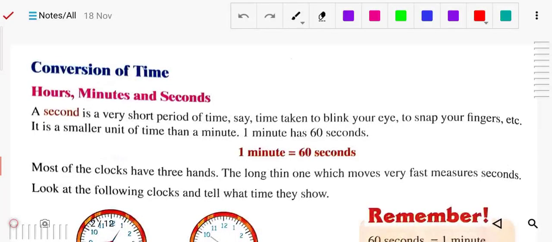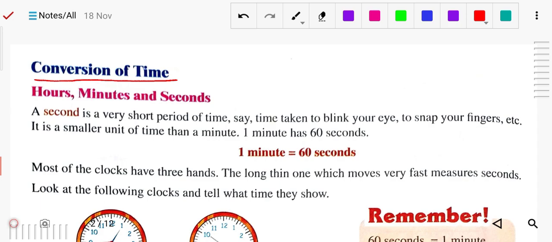Good morning, students. Today we will solve exercise 14b, page number 221. So here we will study conversion of time, meaning hour to minute, minute to hour, minute to second, second to minute. Okay, so we will convert it.